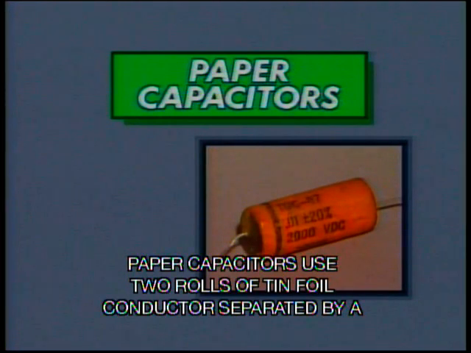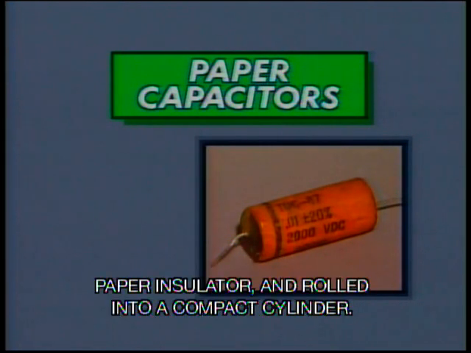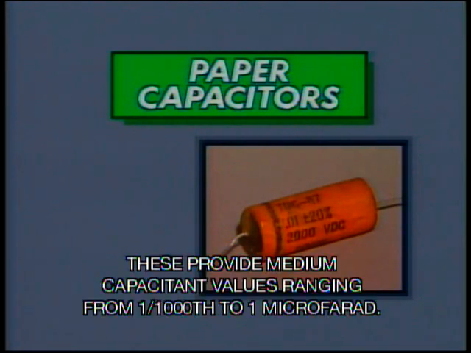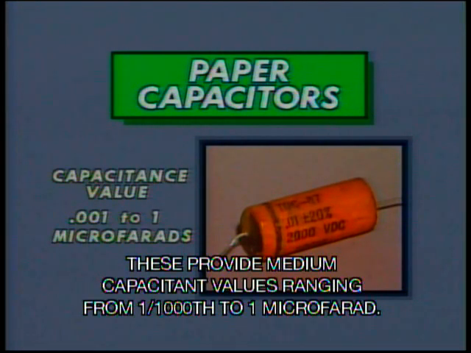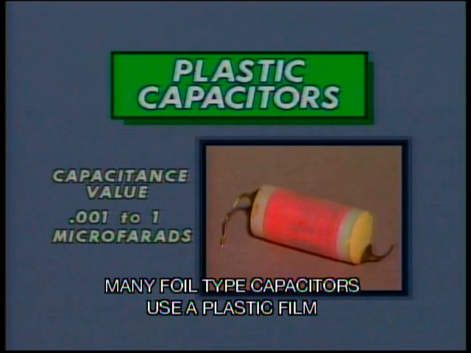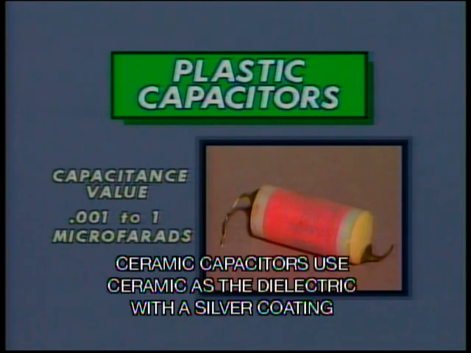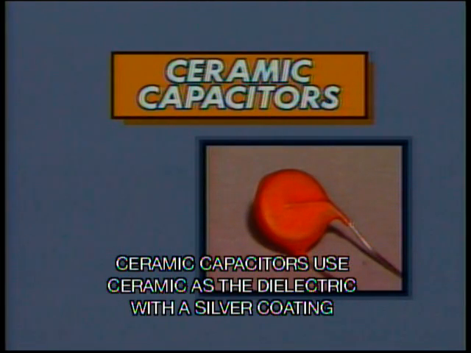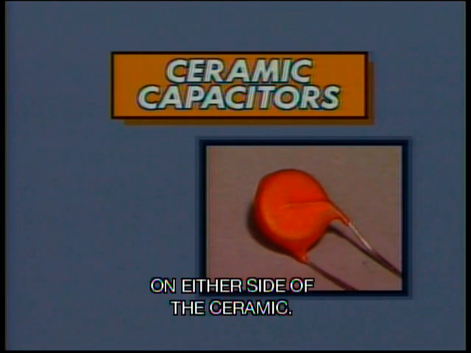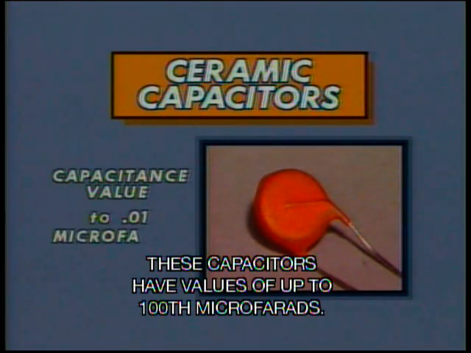Paper capacitors use 2 rolls of tinfoil conductor separated by a paper insulator and rolled into a compact cylinder. These provide medium capacitance values ranging from 1/1000th to 1 microfarad. Many foil-type capacitors use a plastic film instead of paper for the dielectric. Ceramic capacitors use ceramic as the dielectric with a silver coating on either side of the ceramic. These capacitors have values of up to 1/100th microfarads.